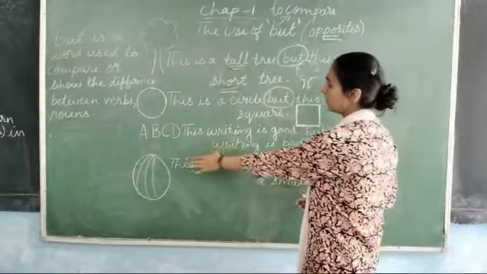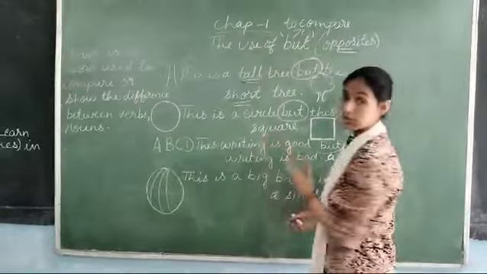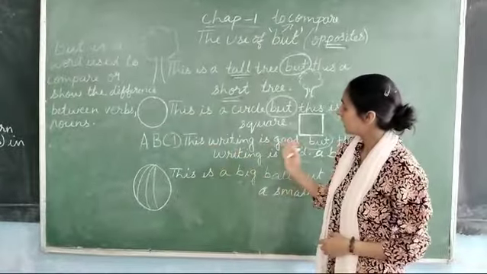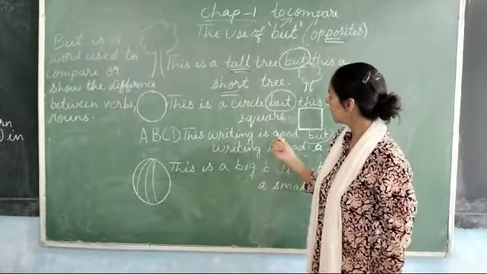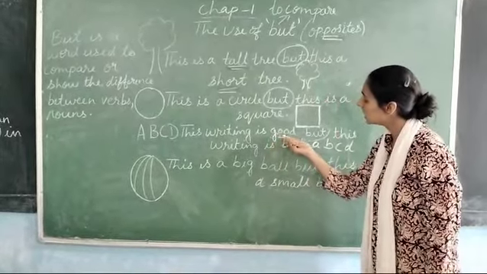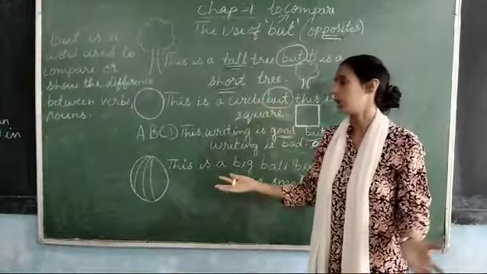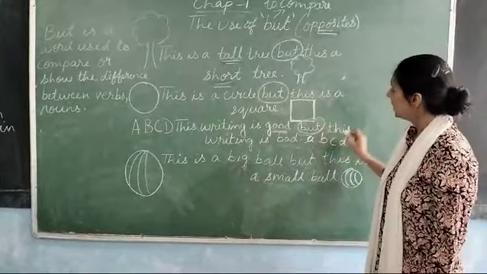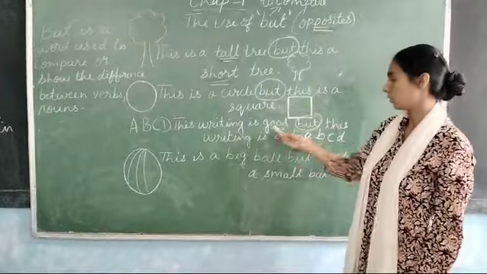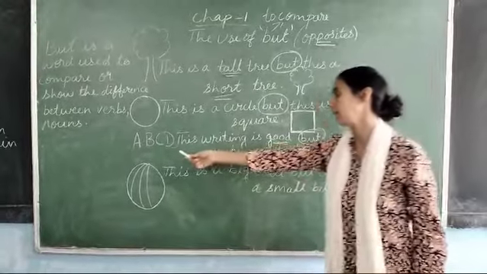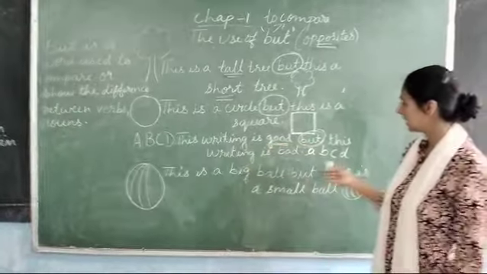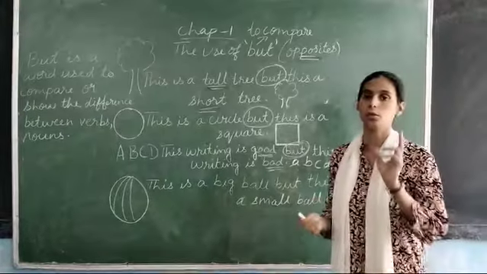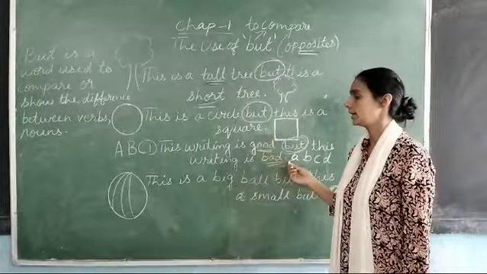Next example, look at the writing. How is this writing? This writing is good. So here we are using the word good to describe the writing. And again we use the word but. This writing is bad. So now again we are comparing the writing. This is good, but this is bad. So here are the two opposite words, good and bad.